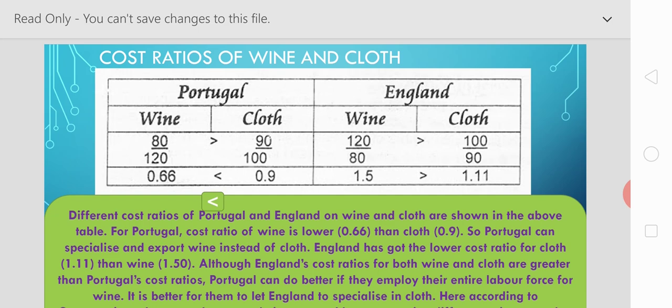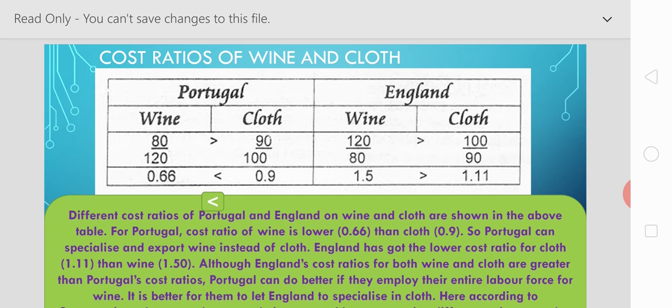All laborers available in the nation will be specialized in producing any one of the commodities. So in Portugal, since Portugal has the lowest cost ratio on wine, all producers will be engaged in producing wine, so they can maximize their production, and so they can gain from international trade if comparative advantage is being followed.